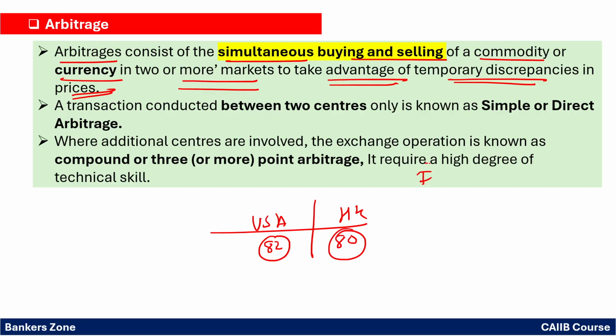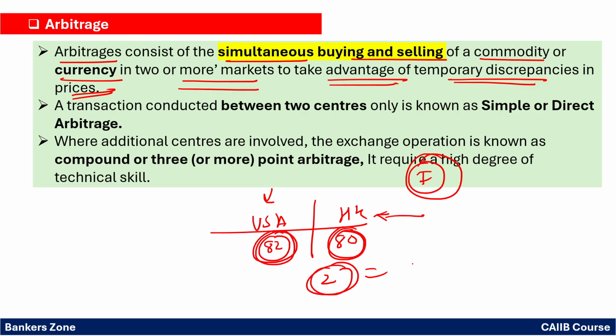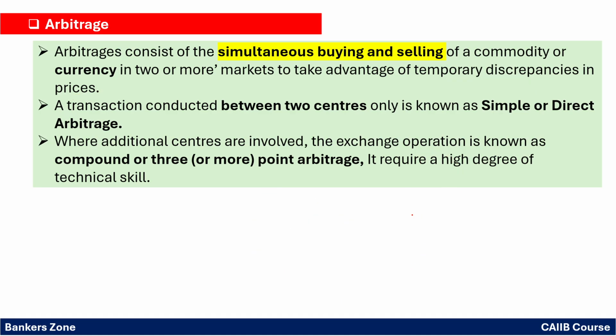So you are sitting in India. You notice that, so you will purchase from Hong Kong and sell it in the USA. So 2 rupees per dollar you are earning, sitting in India itself. Simultaneously you are buying and selling to get the price discrepancy as an advantage. This is arbitrage.